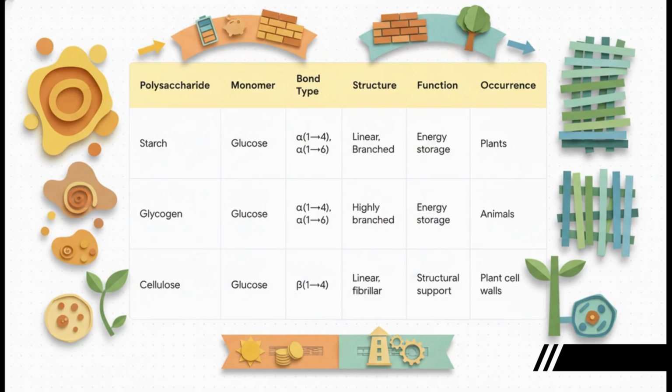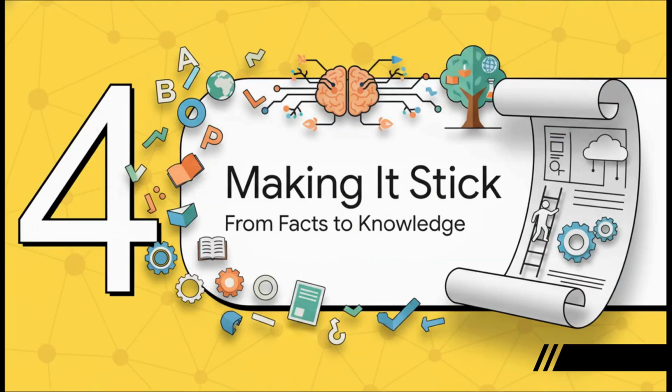This simple contrast, energy storage versus structural support, becomes our guiding framework. Now we can explain everything else, like starch, glycogen, and cellulose, just by slotting them into this clear, comparative structure. It's brilliant. But hey, a clear explanation is only half the battle. Now we have to make it stick.